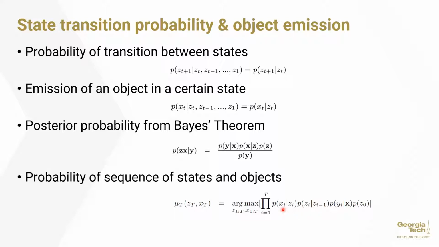So how is this done exactly? Well, you take the probability of seeing a certain object within the state, multiplied by the probability of observing a state given your previous state, and multiply that by the probability of your data given the emission of a certain object, multiplied by the probability of starting in the state in which you did. So P0, probability of Z0.